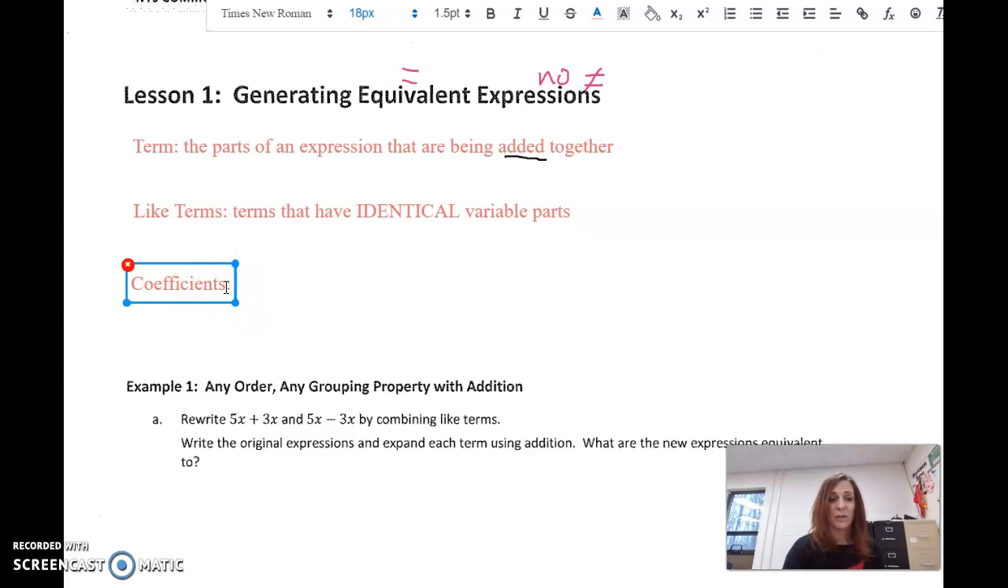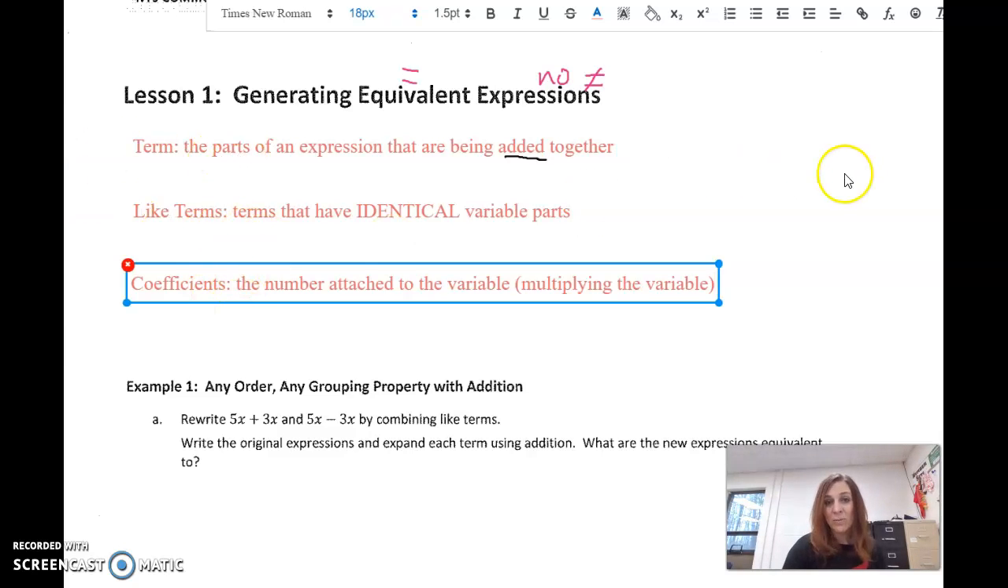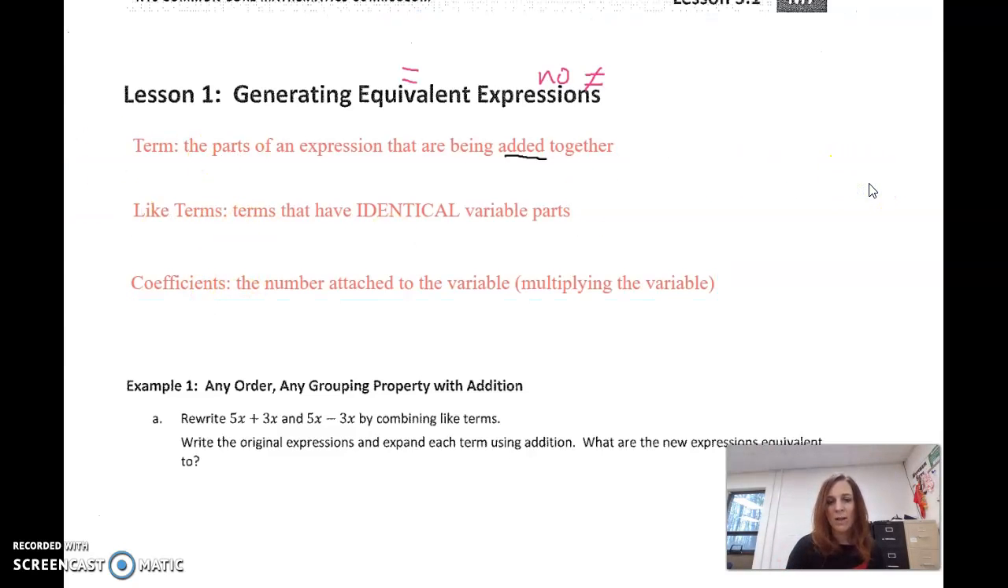Coefficient is the other one you're going to hear us refer to. And here's how I usually say it. The coefficient is the number attached to the variable. But I really should say multiplying the variable. Because some people take exponents and say, hey, that number's attached to it. No, it's the number out front. It's the number that means we're multiplying by. Okay? So these three things should be review, but you're just going to need to know what they mean.